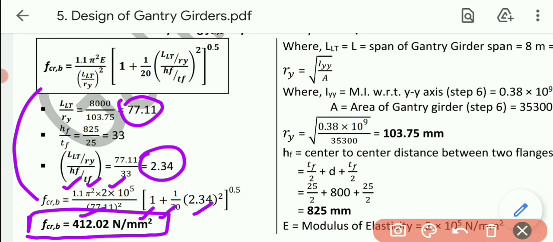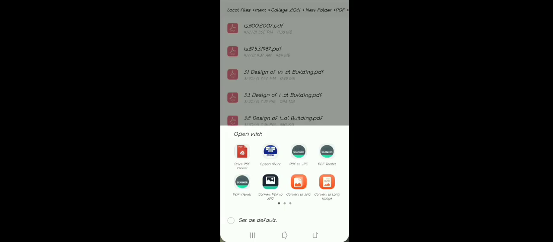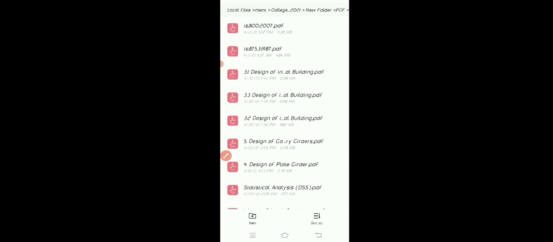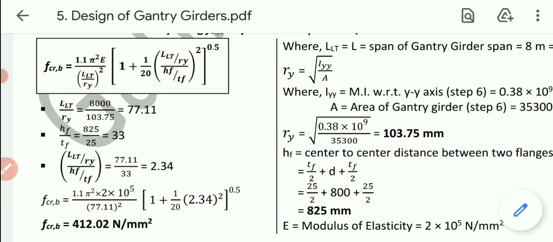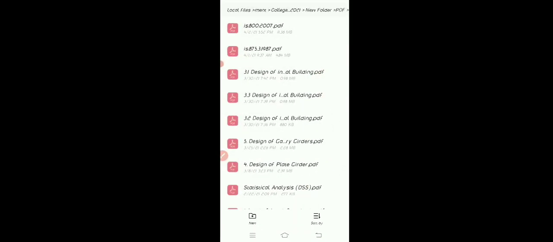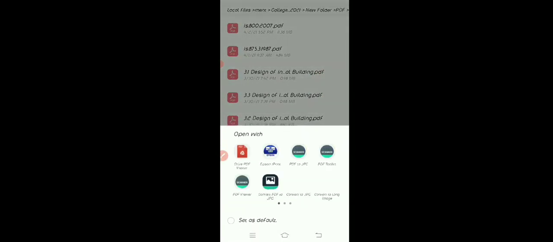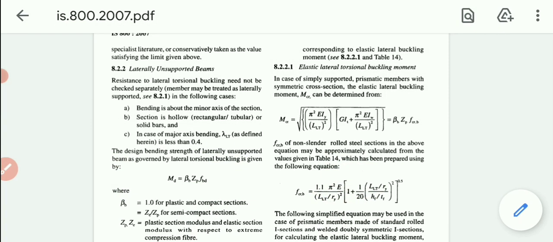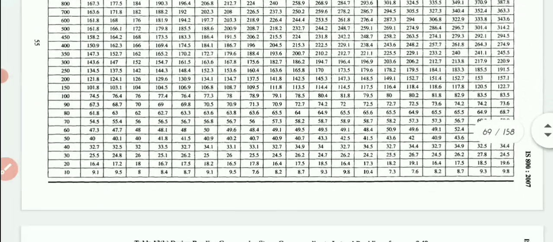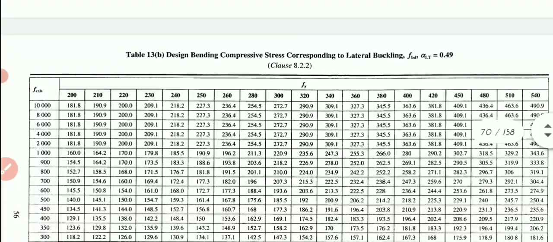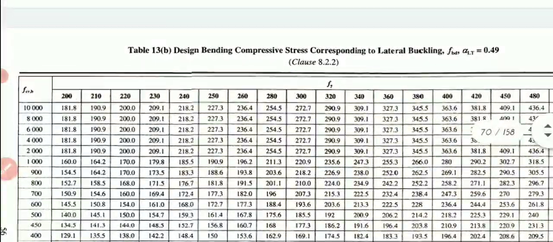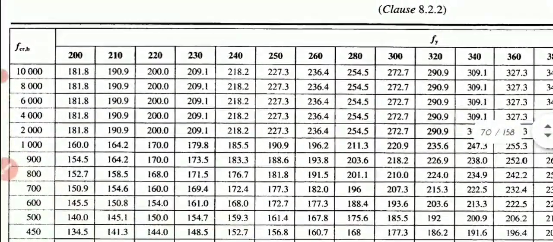Once we get the FCRB, as per table number 13b, let me cross check once again how much it was. It was 412.02. Now as per table number 13b, I can get the value by doing the interpolation. Our answer is 412.02. Let me zoom in on the data first of all.